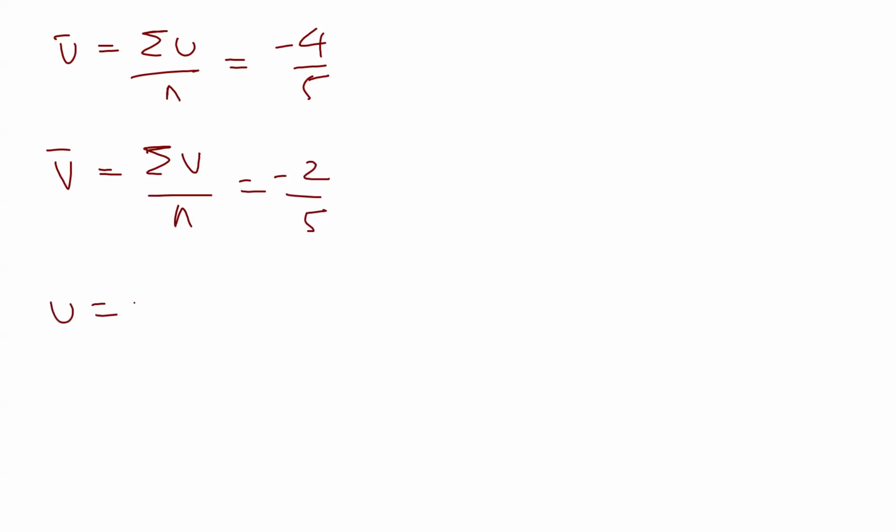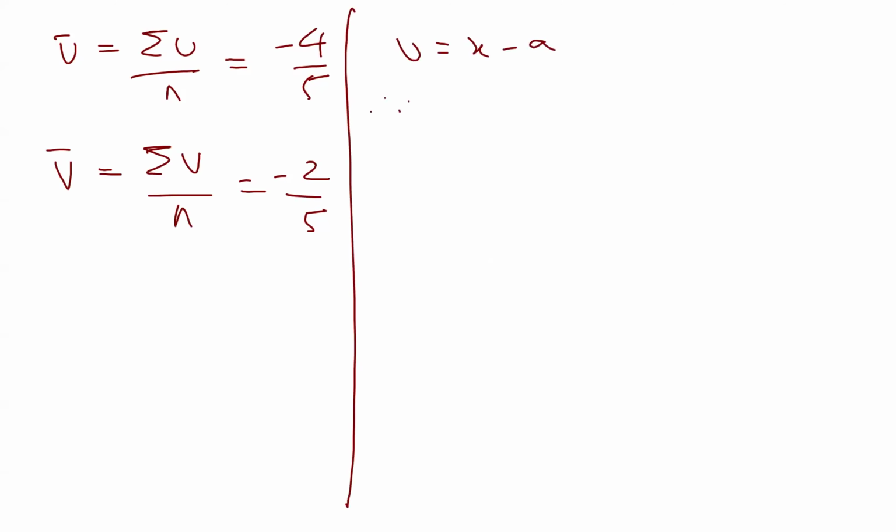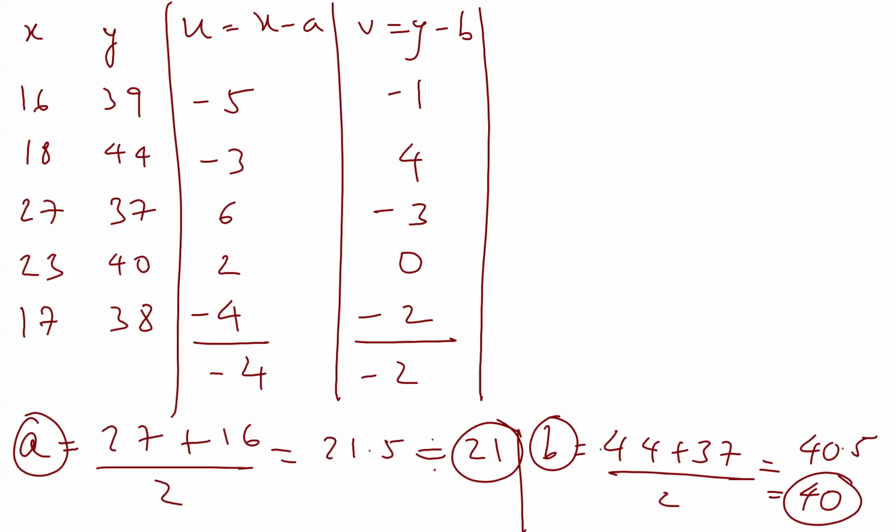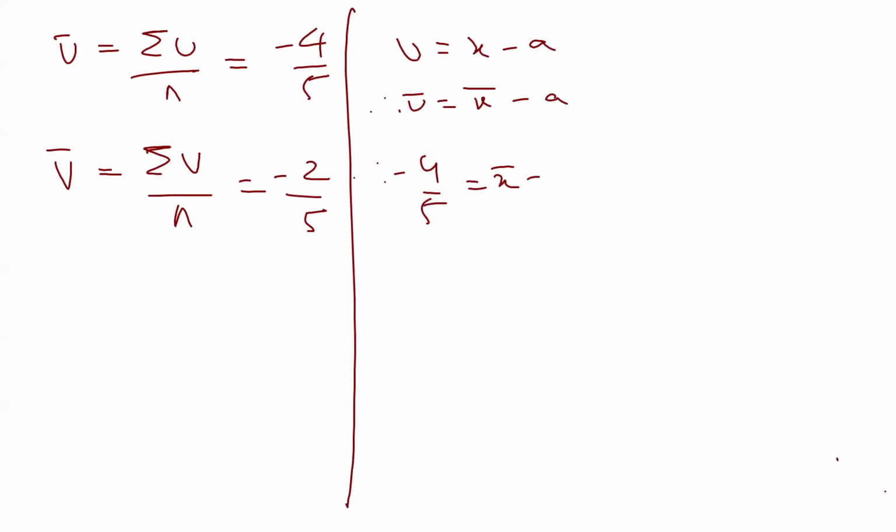Now u is equal to x minus a. Just remember this technique to calculate x bar and y bar. You can also do summation x upon n, summation y upon n, but since u is equal to x minus a, therefore u bar is equal to x bar minus a. Remember this. So u bar is equal to minus 4 by 5, x bar minus a. In the calculations we have taken a as 21. So let's take this as 21, minus 4 by 5.